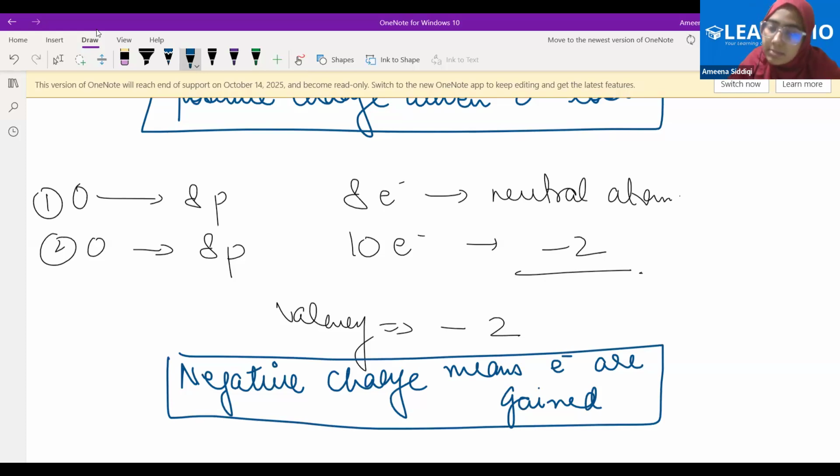Anyone, children, any problem? Please tell me. Is it understood clearly? Yes, ma'am. Umaima, ma'am, did the children understand?